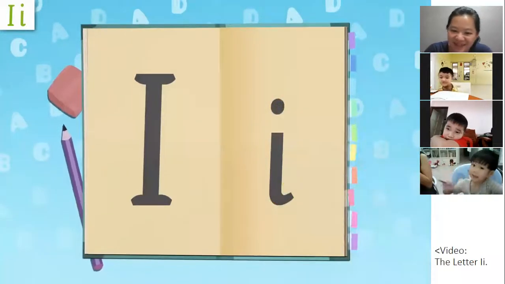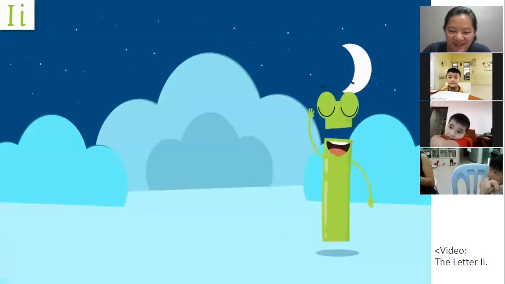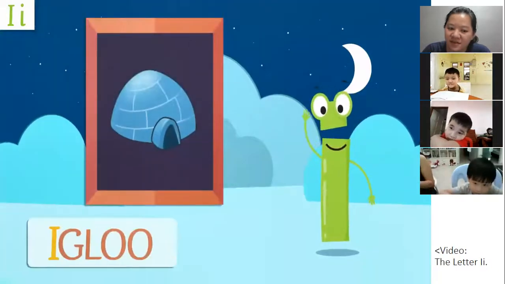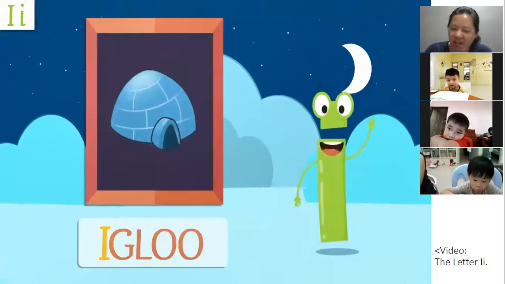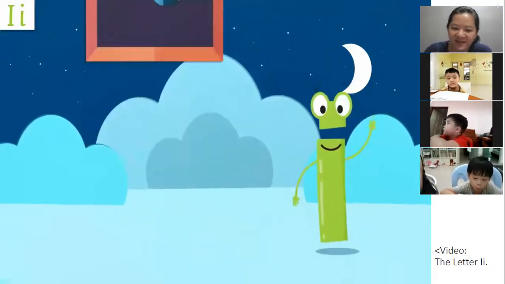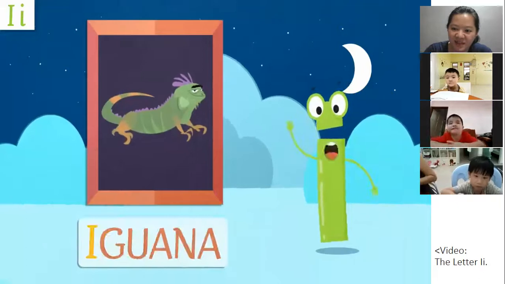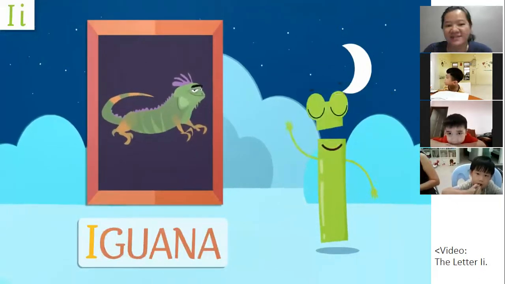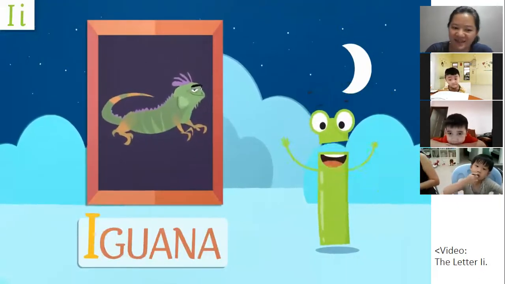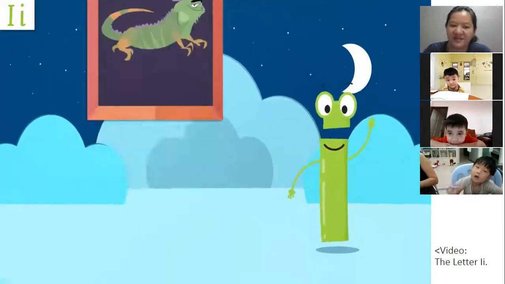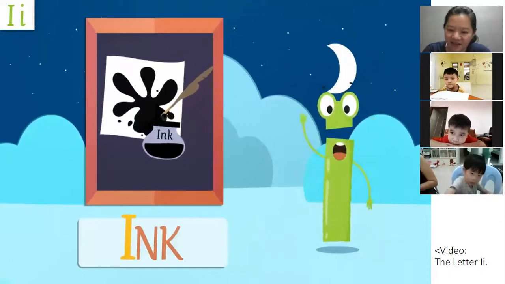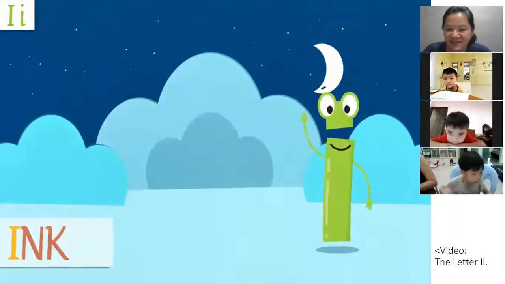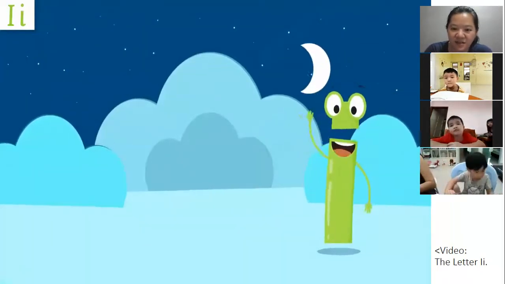It's super easy. Let's have a look at words I'm in. Igloo starts with I. Igloo. Yikes, it's cold. What about iguana? What does it start with? I. Incredible. Ink also starts with I. Yes, good. Okay, now a little harder.